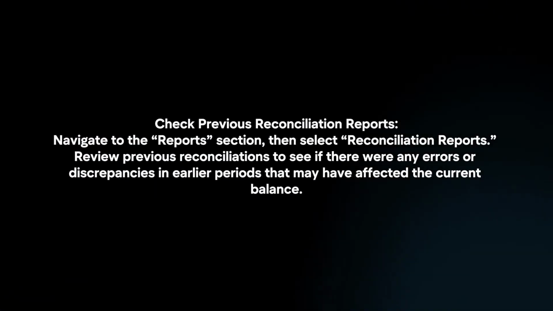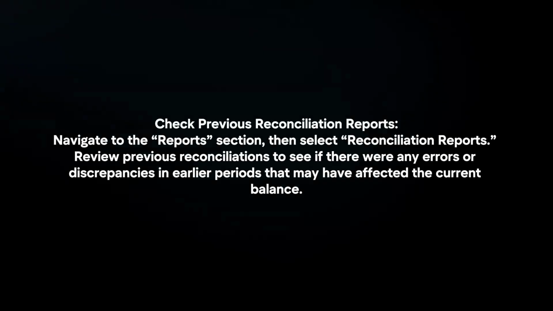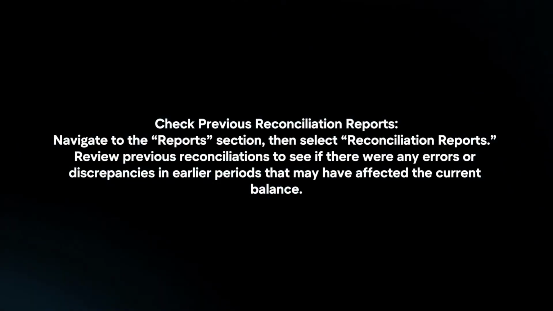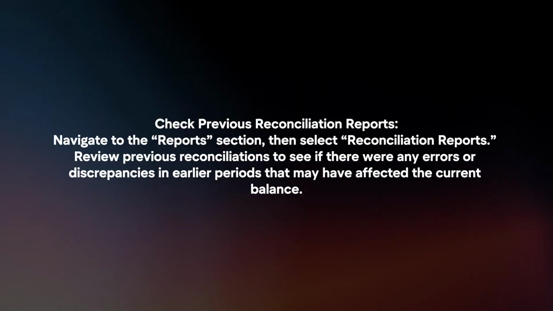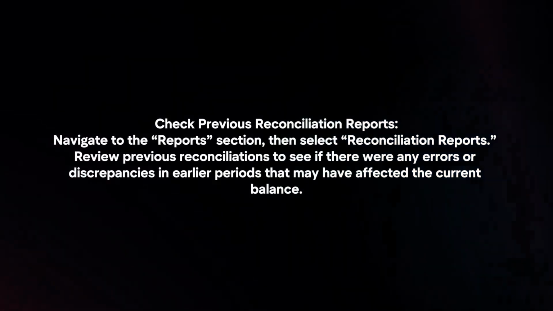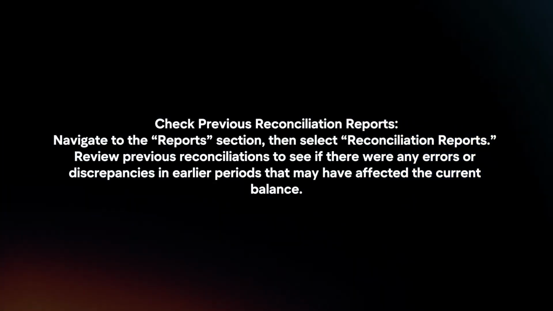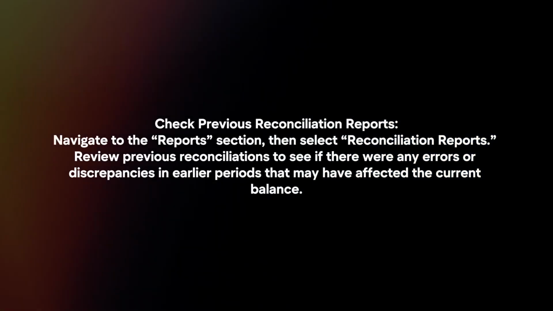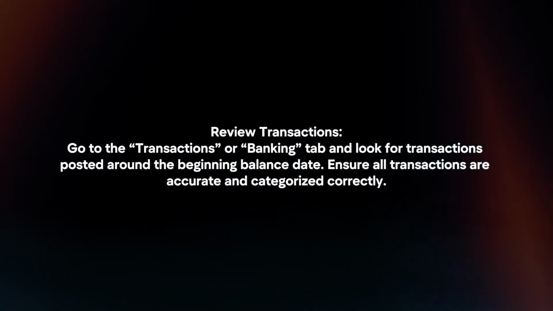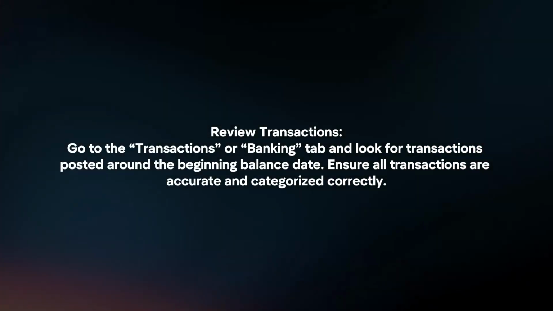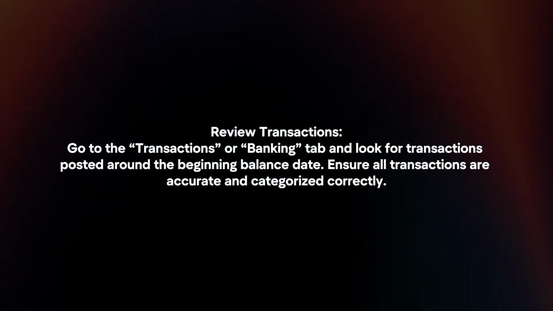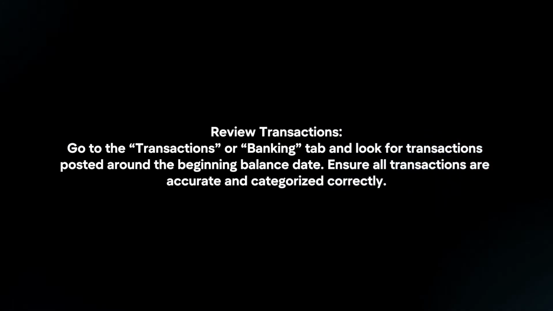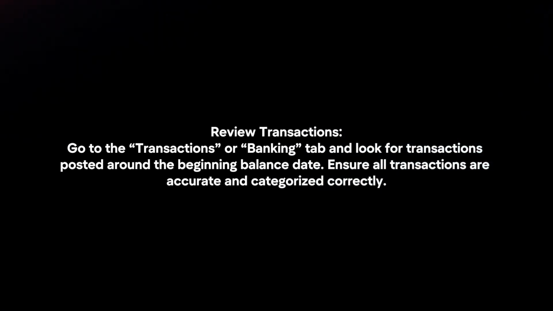Check previous reconciliation reports. Navigate to the Report section, then select Reconciliation Reports. Review previous reconciliations to see if there were any errors or discrepancies in earlier periods that may have affected the current balance. Review transactions. Go to the Transactions or Banking tab and look for transactions posted around the beginning balance date. Ensure all transactions are accurate and categorized correctly.